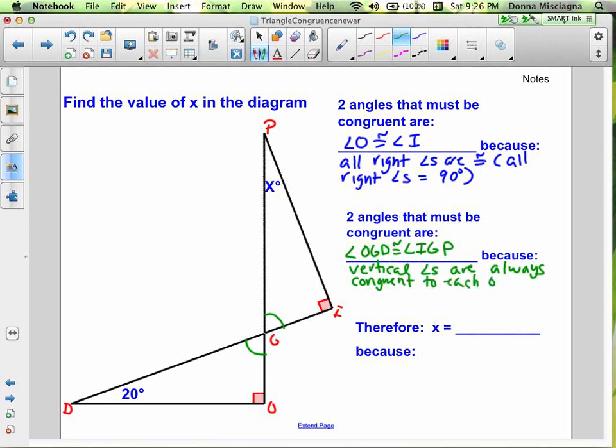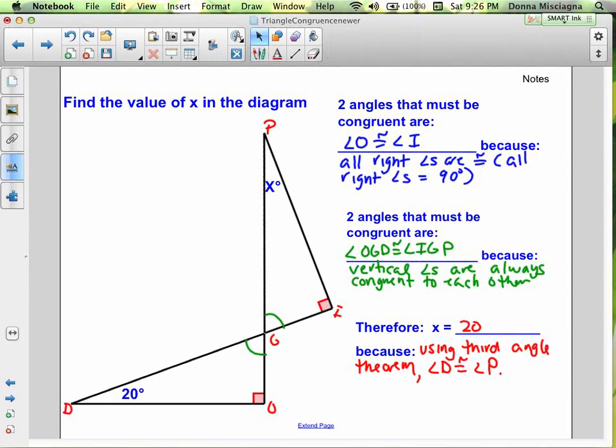All right, so now we've got two pairs of angles that are congruent. What must x be? Well, if two angles are congruent, the third angles will have to be congruent as well. So x is going to have to be 20 degrees because using third angle theorem, angle D is congruent to angle P.